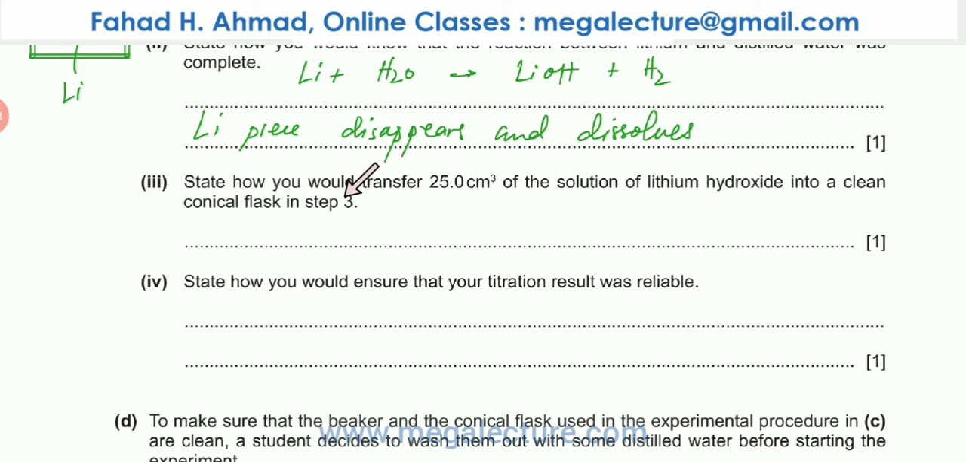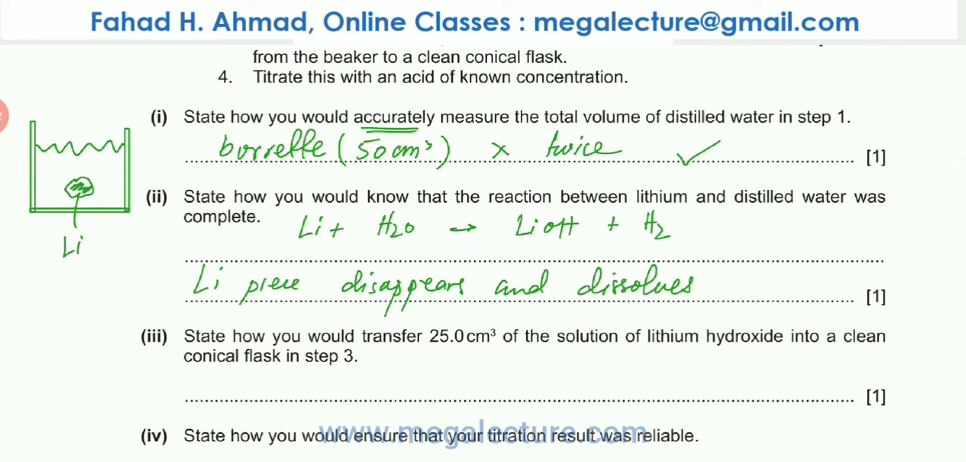The next part is: state how you could transfer 25 cm3 of the solution of lithium hydroxide into a clean conical flask in step 3. Now, this over here is your apparatus. Once this reaction is over, the piece of lithium has completely dissolved. Now there is no lithium. Instead, in its place, there is lithium hydroxide solution, but it's a 100 cm3 solution, so that's a large amount. You're going to transfer 25 cm3 into a conical flask. So how would you do that?